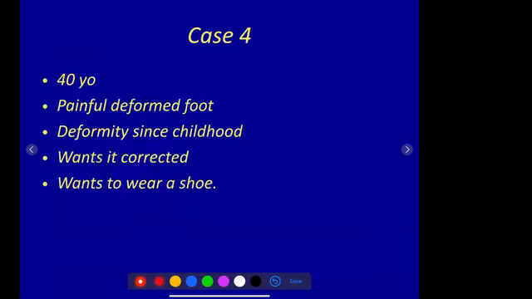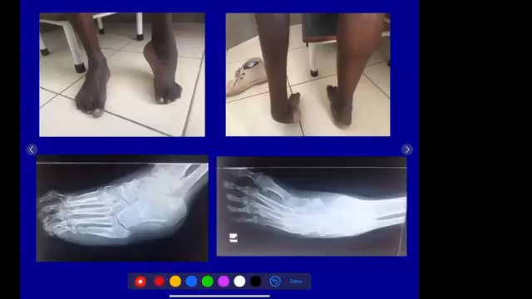So this is an interesting case. This is the fourth case, a gentleman who had this deformity since childhood for as far as he can remember, and he wanted it corrected. His problem is that he was in pain and he wanted to wear a shoe. It was a very dramatic deformity, as you can see, really dramatic deformity.